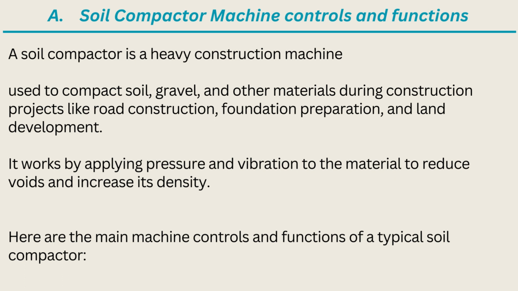A. Machine controls and functions of soil compactor. A soil compactor is a heavy construction machine used to compact soil, gravel, and other materials during construction projects like road construction, foundation preparation, and land development. It works by applying pressure and vibration to the material to reduce voids and increase its density. Here are the main machine controls and functions of a typical soil compactor.